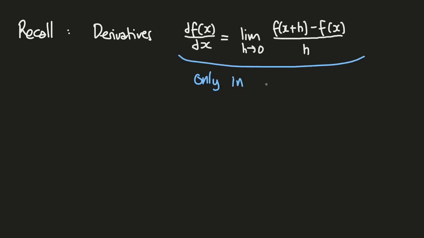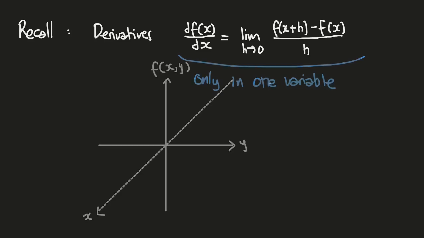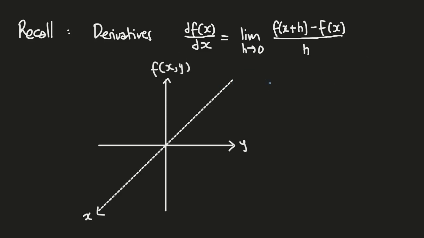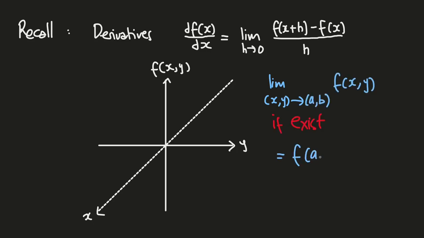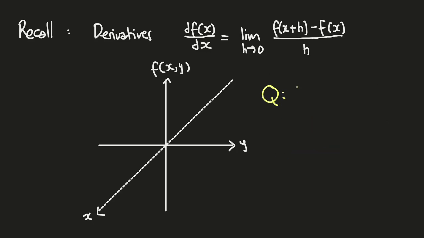Recall that the derivative's definition is this, which is for one variable only. Next, if we have this graph with x, y, and a function of x and y, then if we take the limit of (x, y) to (a, b) like this, if it exists, it equals f of a and b. And the question is, how about the derivative of f of x and y?